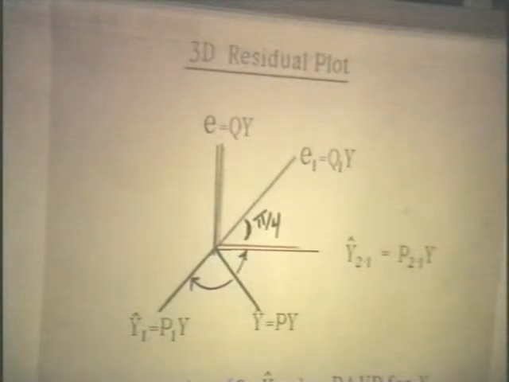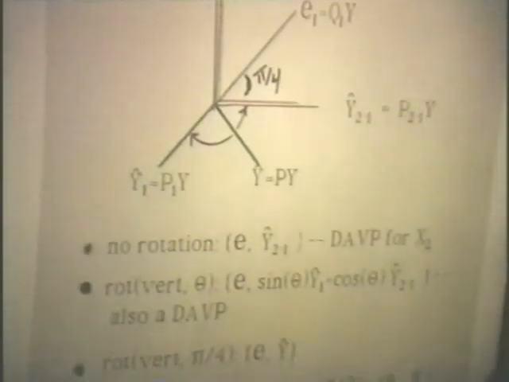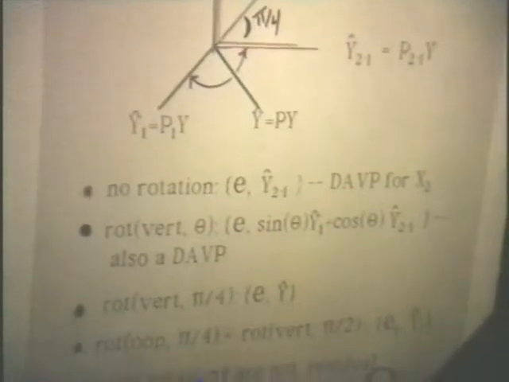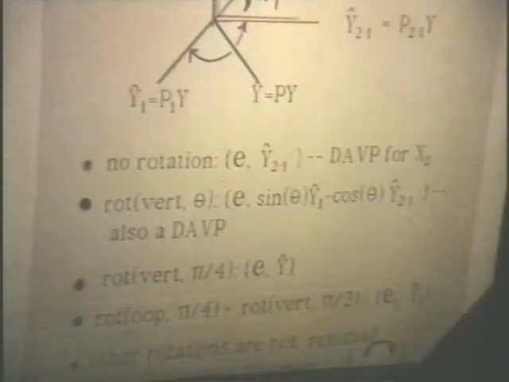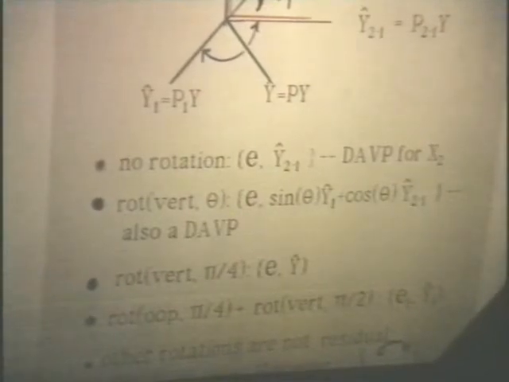Let's first of all start with what we will see on the computer screen prior to rotation, just as we did in the illustration prior to rotating and seeing the question mark axis. So that's indicated by red. That's no rotation, and it will be a plot of E versus y hat 2.1. Now, it turns out that this plot is a fairly standard object. It's called a detrended added variable plot, abbreviated DAVP.